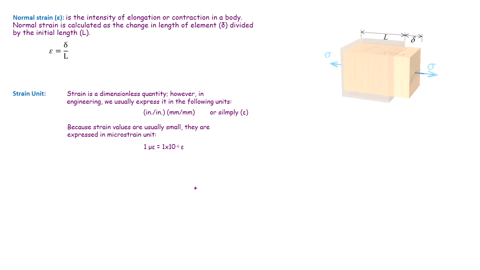So it is unnecessary to distinguish between SI units and US customary units, as the parameter is unitless. However, in engineering, strain is usually expressed as inch over inch, or millimeter over millimeter, or sometimes it is simply shown by epsilon. All have the same meaning. Another note is that normal strains in a typical solid structure are very small. So instead of working with very small numbers, they are expressed as microstrain. 1 microstrain is equal to 10 to the negative 6 strain.